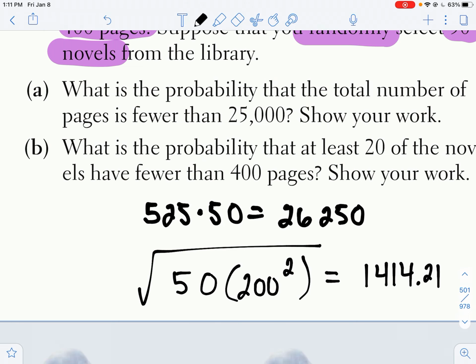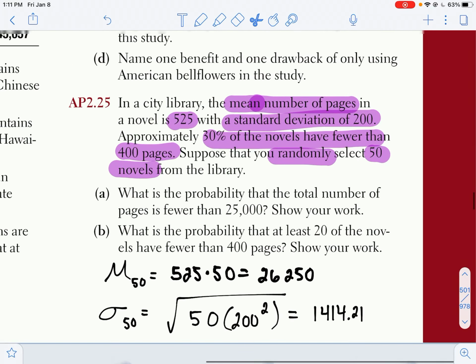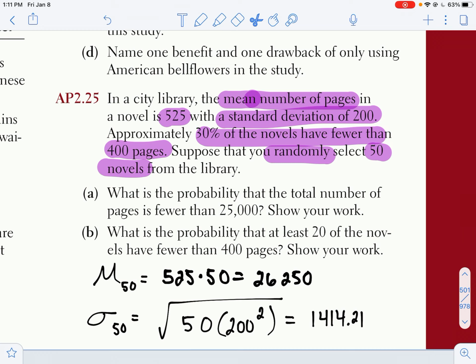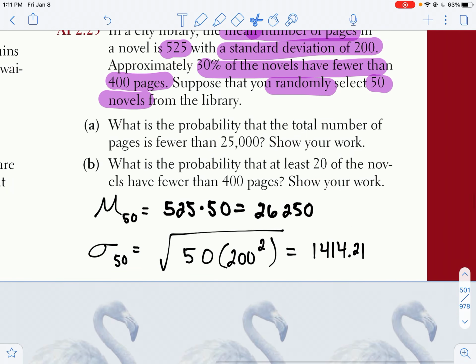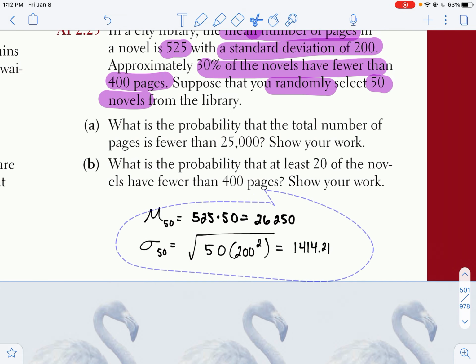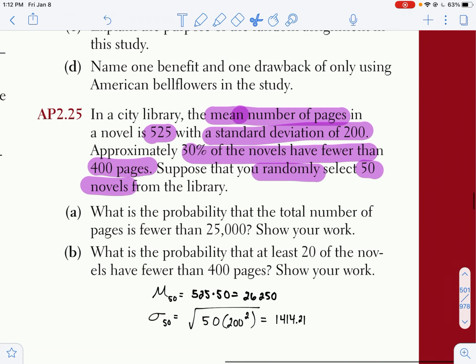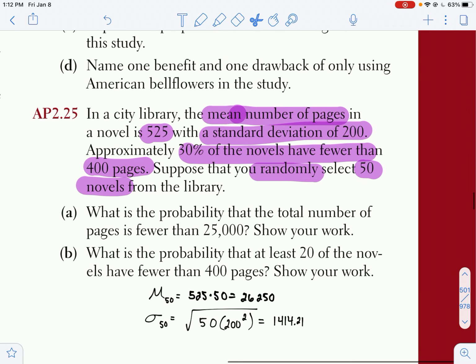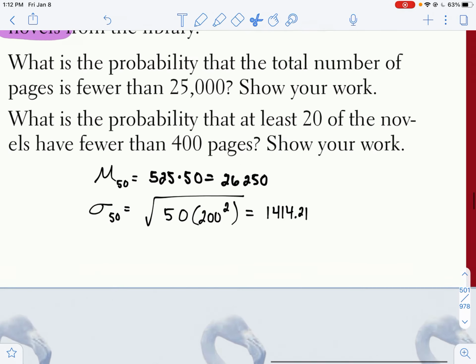So now we know the standard deviation. We know the mean for 50 books. Now we know the standard deviation for those 50 books. Now we know the distribution is going to be normal. They don't tell us that the number of pages is normal, but guess what? Since we have so many of these books, it is a normal distribution here. So we're going to keep going with this.